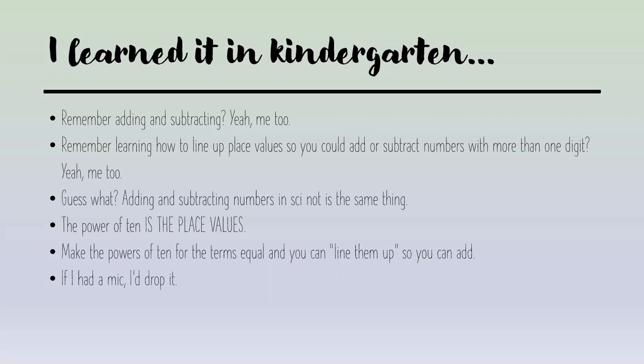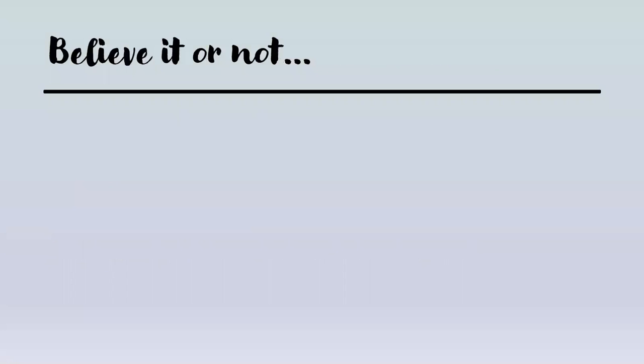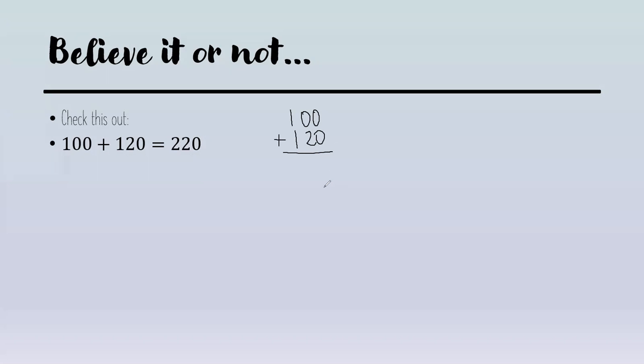So here we go. Hang on tight. All right, so I can do a random addition problem. One of the things I don't like about PowerPoint and equation editor is you can't really do vertical equations. So if I add 100 plus 120, I get 220, because ones, tens, hundreds. Okay.